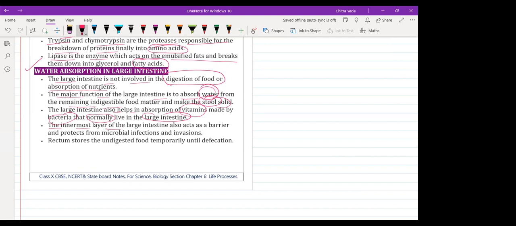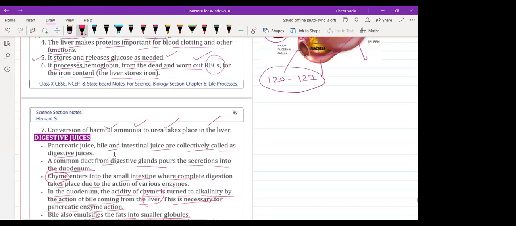The innermost layer of the large intestine also acts as a barrier and protects against microbial infection and invasion. So it also protects the inner wall of the large intestine from being affected by bacteria and viruses. The rectum stores the undigested food temporarily until defecation. Okay, so this is the complete part of the human digestive system.